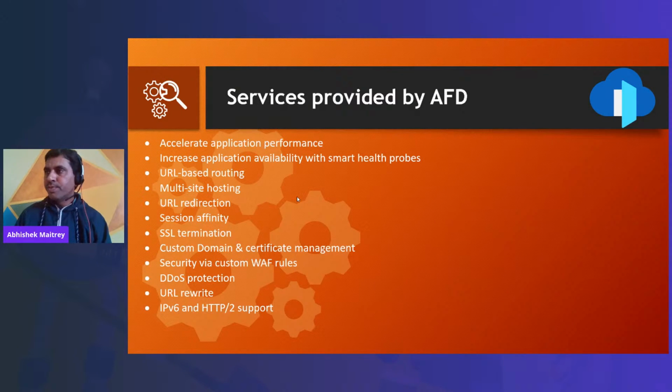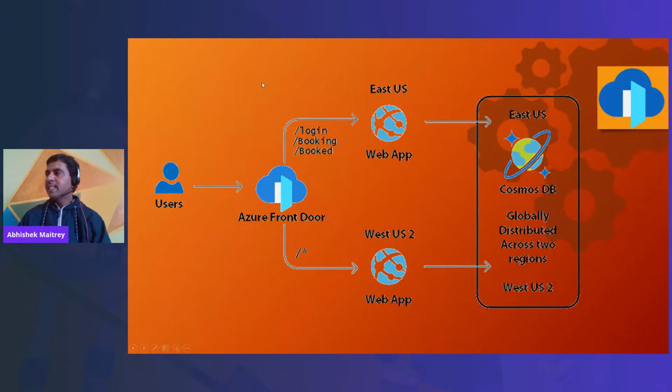Right? Shall we move? Okay, this is a typical diagram. It's the simplest diagram, which says users make requests to the Front Door, instead of pointing directly to the application. The user does not know what the application is or where it is actually residing, and Front Door can manage all the things by being a middle layer between the application and the users. So your point of contact would be the Azure Front Door. Now, if you see this diagram, there are /login, /booking, /booked.